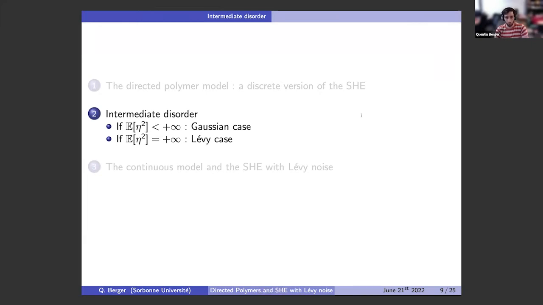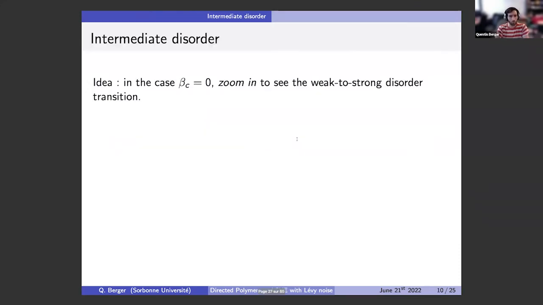Okay, so that was an overview, and now what I want to do is make the bridge between the directed polymer model and the stochastic heat equation. This has been done over the past decade by many people, and I will give some of the results. As for the directed polymer model, there will be two cases: either you have a finite second moment, which will be the Gaussian case, or you don't, and this will be the Lévy case.